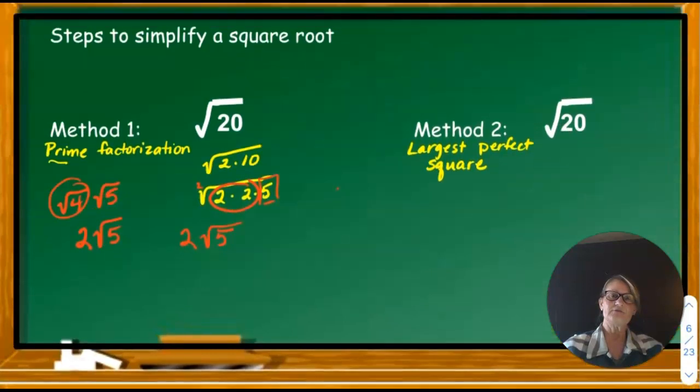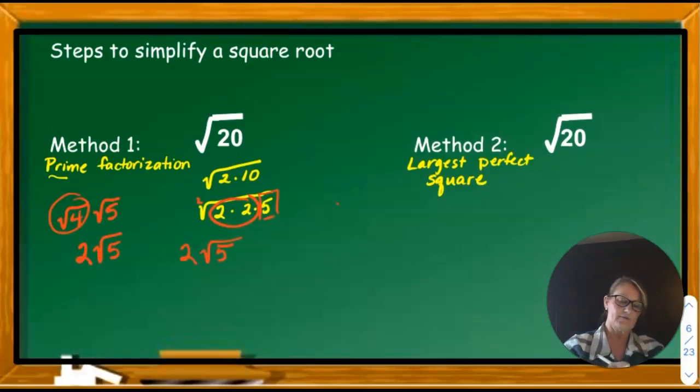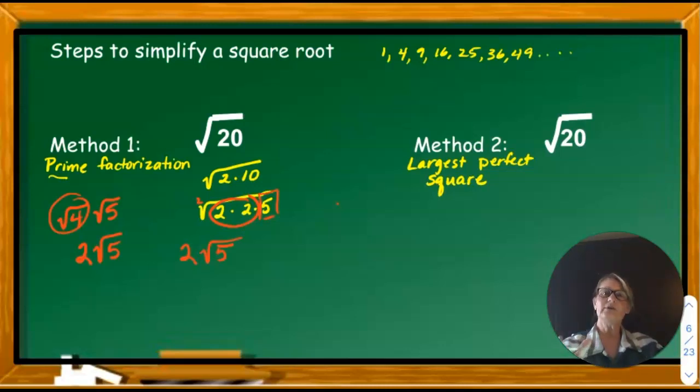And sometimes if you're doing this, what you might want to do is put those perfect squares across the top of your paper. So 1, 4, 9, 16, 25, 36, 49, and so forth. Put those across the top of your paper. So what I'm looking at here when I do the largest perfect square is I'm looking at those values and I say which one of those numbers is the largest number that will go into 20. 20 is not very big, so it's pretty easy to figure that one out.